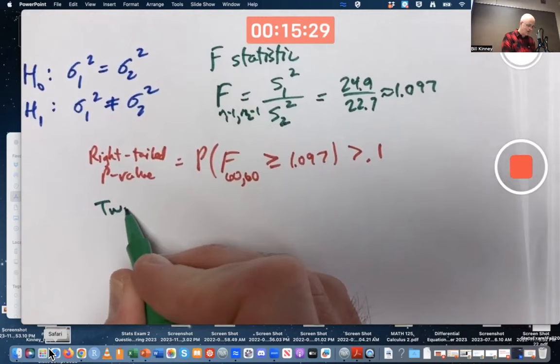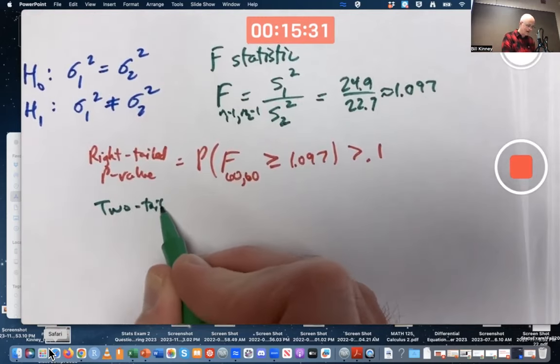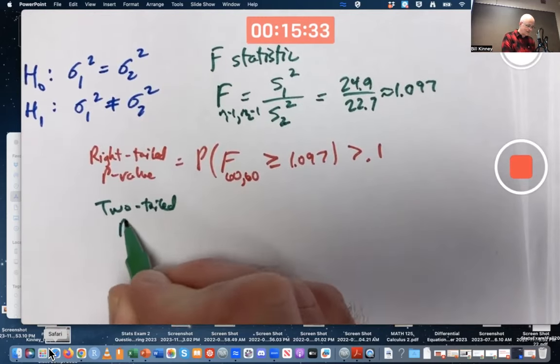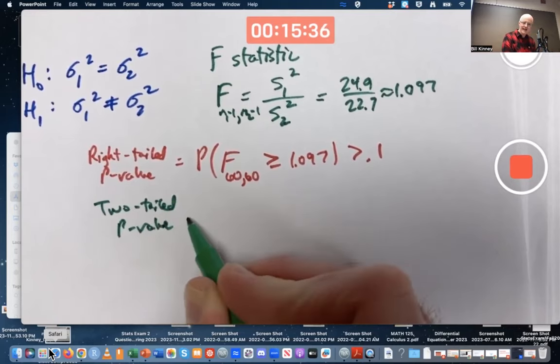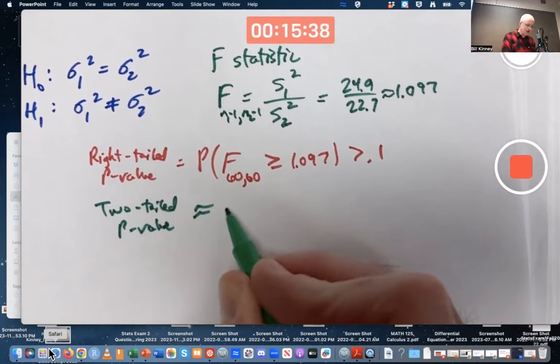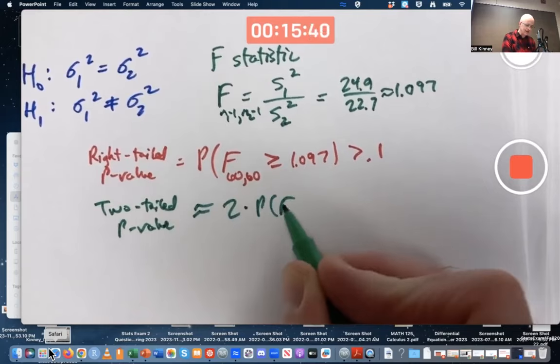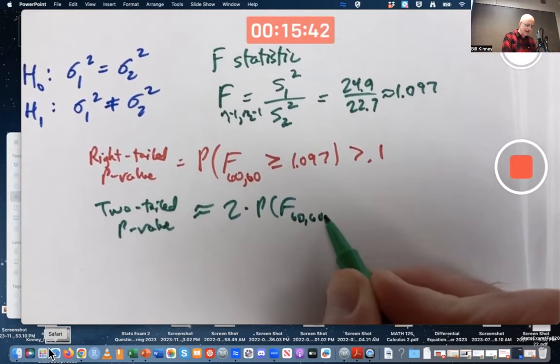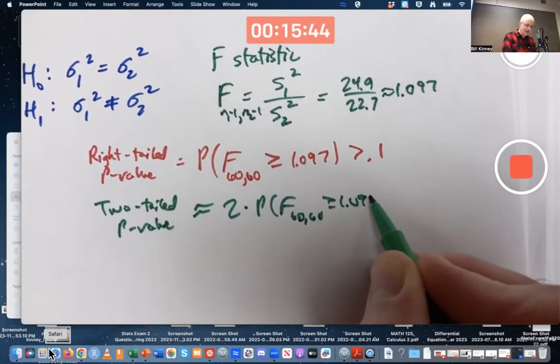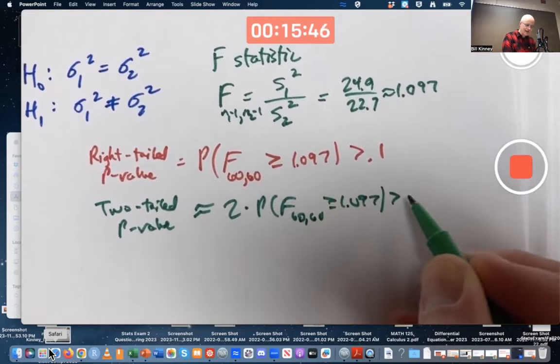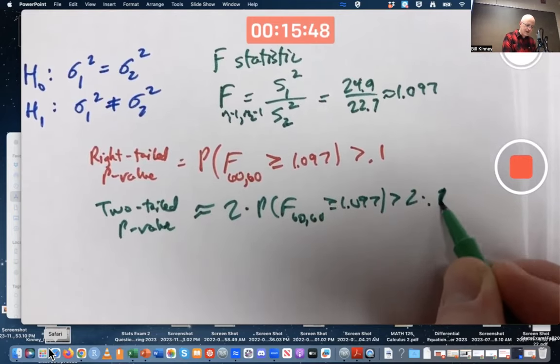That's a right-tailed p-value. Well, yeah, let's say it's 2 times the probability of F(60, 60) being greater than or equal to 1.9097. Now, is that really a valid calculation?